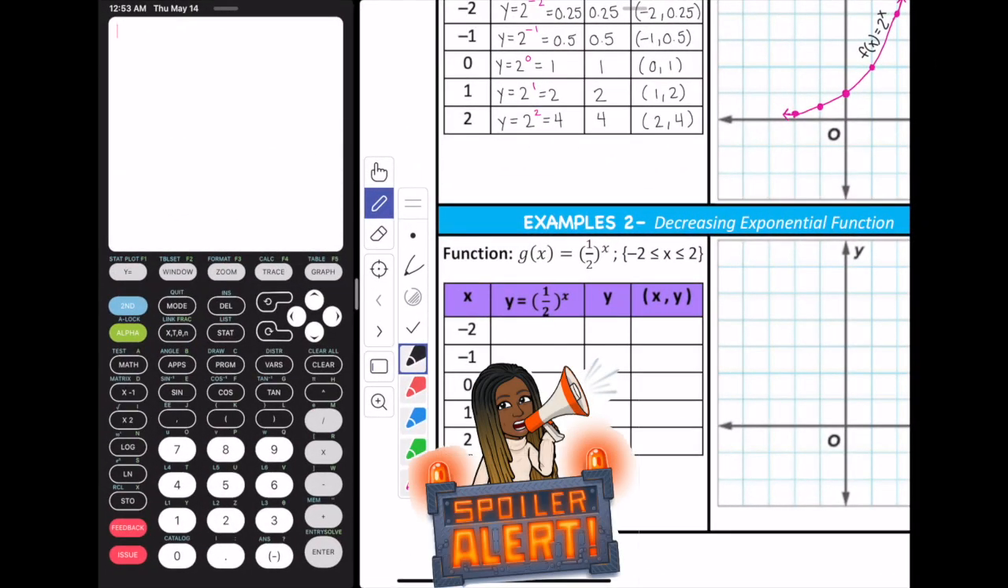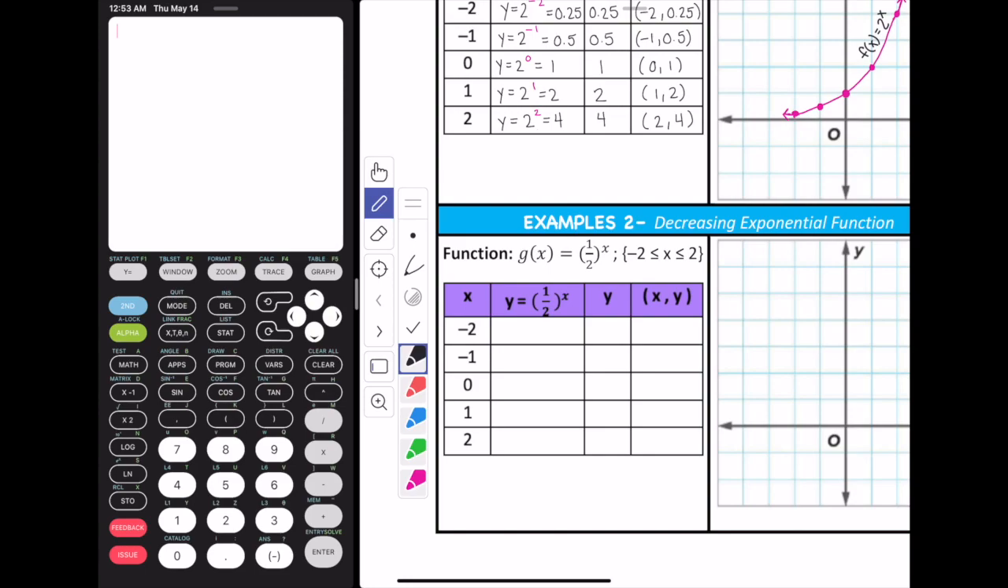Spoiler alert for this next function, it's going to be a decreasing exponential function. We don't see any negative signs in our function itself, but when we calculate this, you'll see exactly why it plots as a decreasing exponential function. So our function for this example is g of x equals (1/2) to the x power, and that 1/2 is in parentheses because that exponent applies to the entire fraction, not just the numerator, not just the denominator. And our domain for this example is the same as our domain for the last example, ranging from -2 all the way to +2, and it includes -2 and +2 as well.